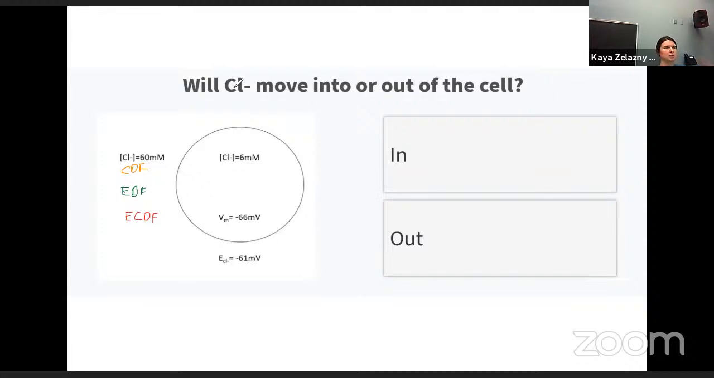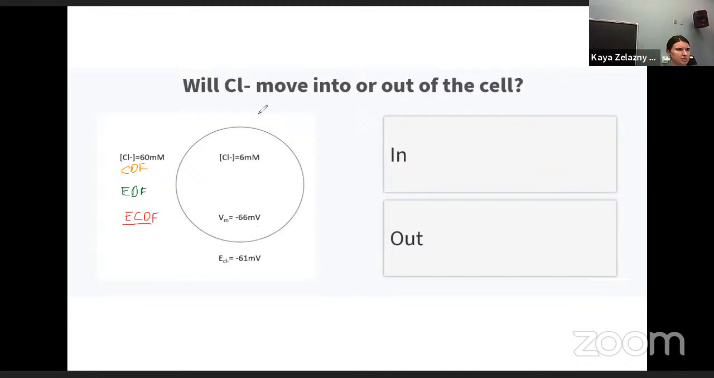Okay. But first, just a reminder, so to figure out moving into or out of the cell, which of our three forces are we thinking about? Which one are we looking for? Yeah, the total, right? The electrochemical driving force. So we're looking for the direction of the electrochemical driving force.